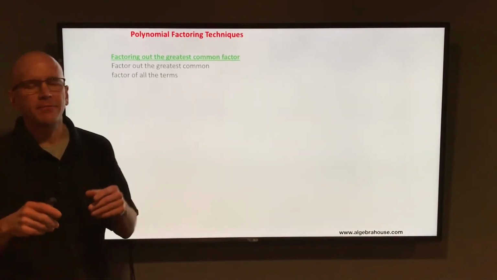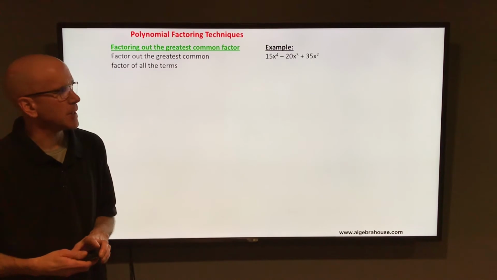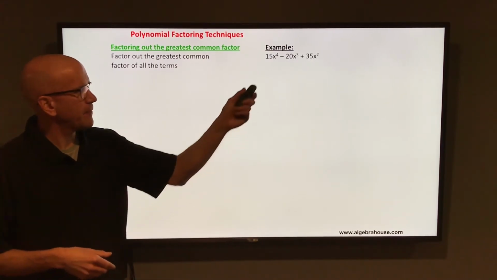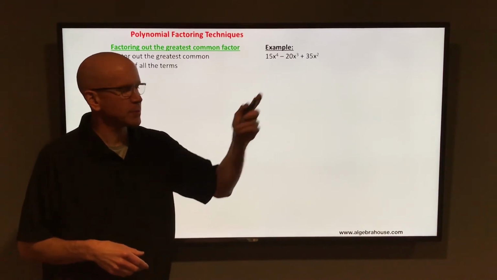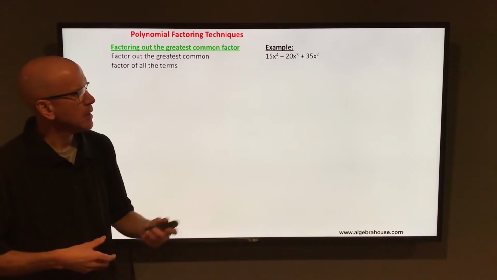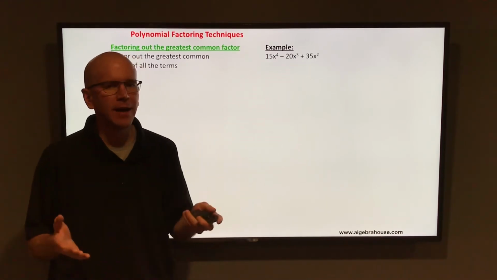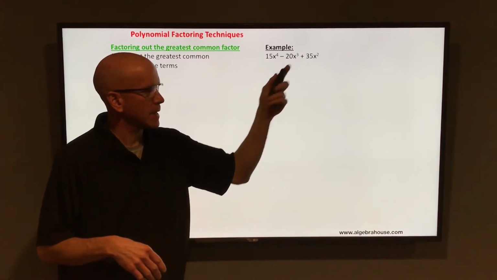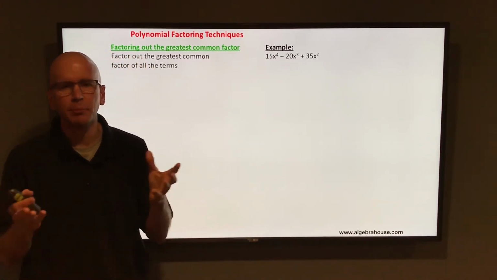Just some reminders on factoring as you're going to need these in future sections. Always look for a common factor that you can factor out. If you have 15x to the fourth minus 20x to the third plus 35x squared and your job is to factor that, look for a common factor. Look at the 15, the negative 20, and the 35. Is there a common factor to those three? And then also look at the x to the fourth, the x to the third, and the x squared. Is there a common factor to those three? And then put those together.